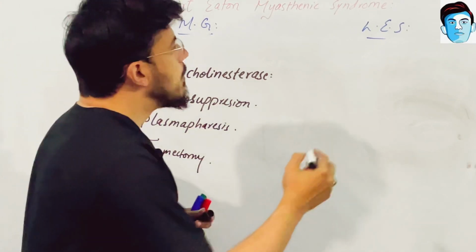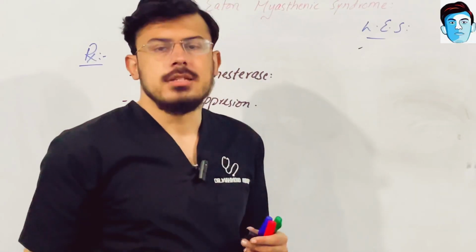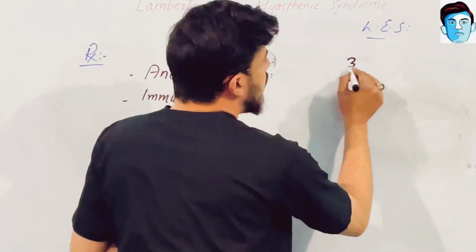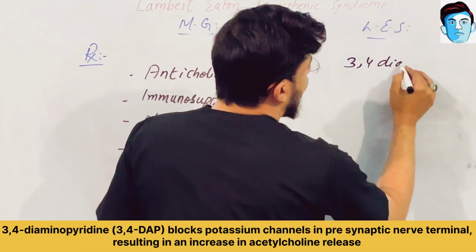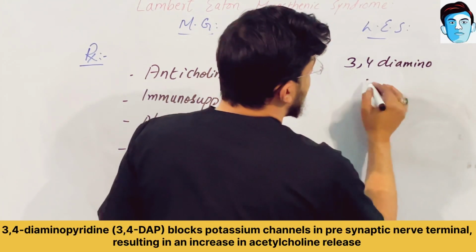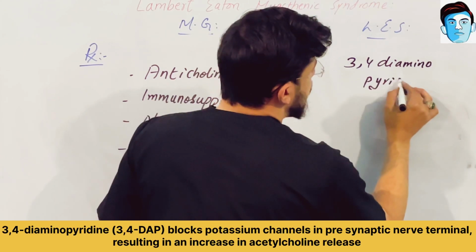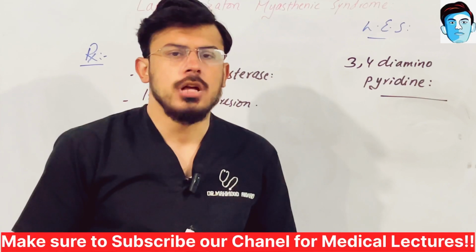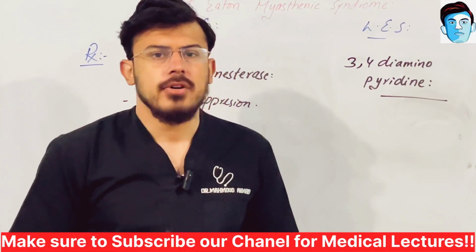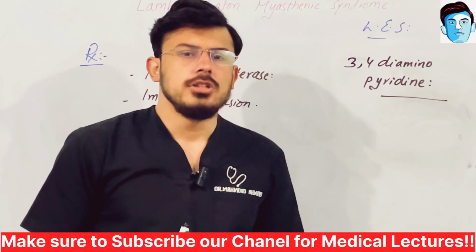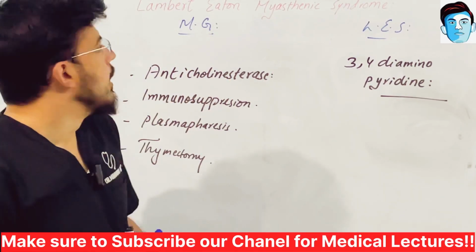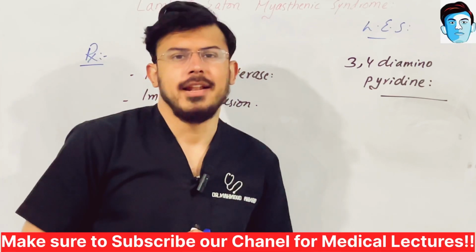But in Lambert Eaton syndrome, anticholinesterase is not effective. In this condition, we can give 3,4-diaminopyridine. You can inhibit antibody production by immunosuppression or plasmapheresis, and if there is carcinoma, then you have to treat that carcinoma as well. So that's all about the difference between myasthenia gravis and Lambert Eaton syndrome.